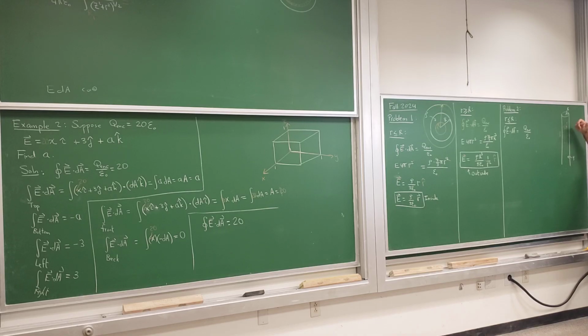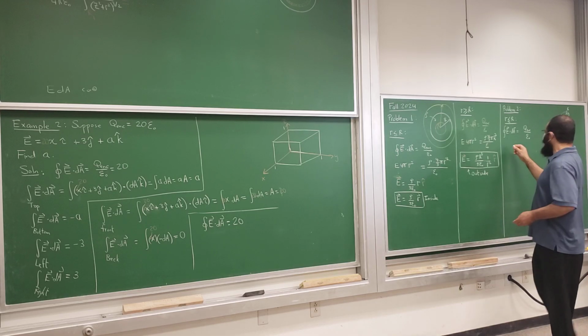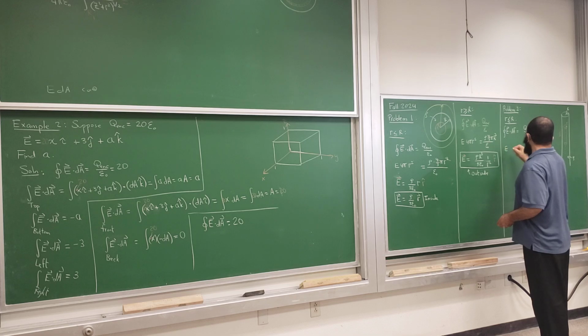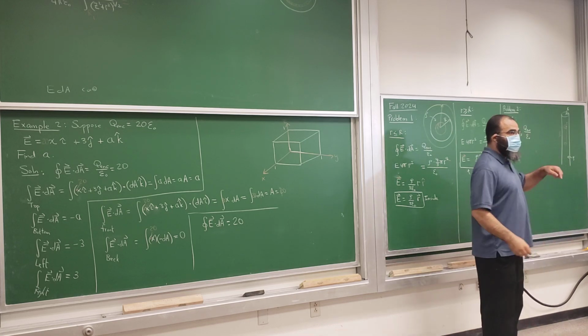Zero. Now on the bottom, the area points down, but the field is still perpendicular to it. So what's the dot product there? Zero. Another zero. The only one that survives is the middle. In the middle, the area points radially outward, and the field also points radially outward. So E dot dA becomes EA, so E times the area in the middle. What's the area in the middle? 2 pi rL. Good.